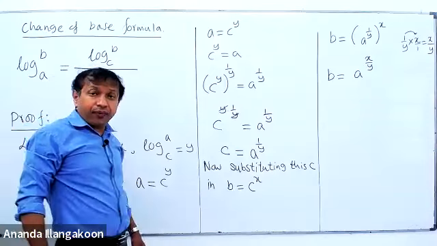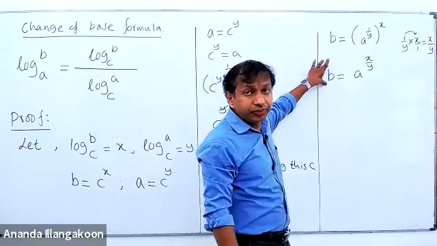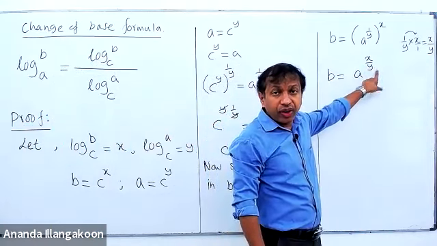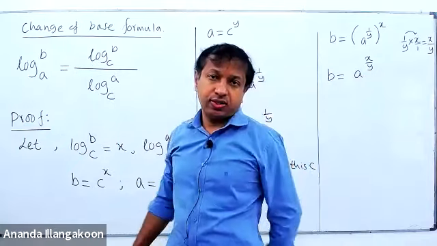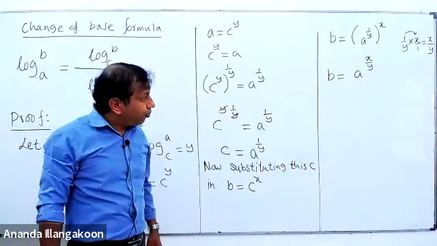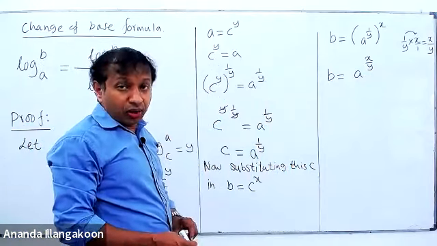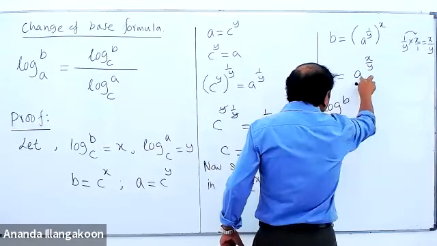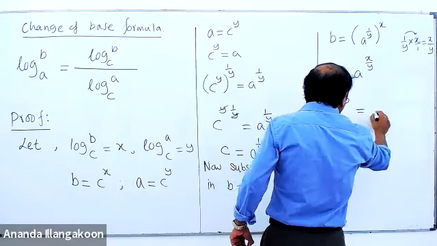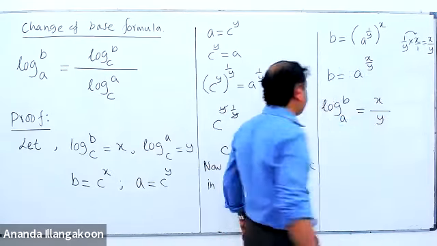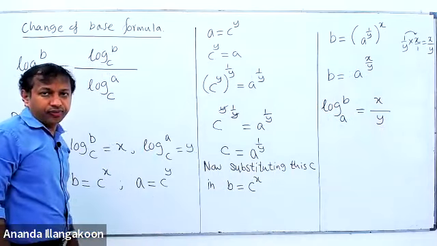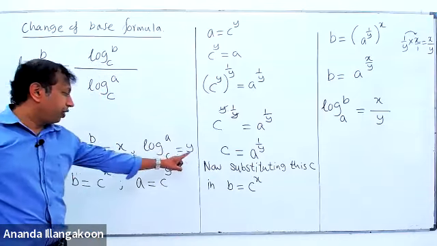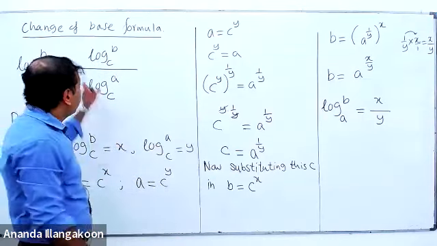Now, what we have is this b has been expressed as a power of a. Therefore, here we have the index form of b. The index form of b, now we can convert to logarithmic form. How? Log b to the base a is equal to x upon y. This is what we get. Now substitute for x and y. What is your x? x is this. What is your y? y is this. Substitute them there. Then we get this proof.